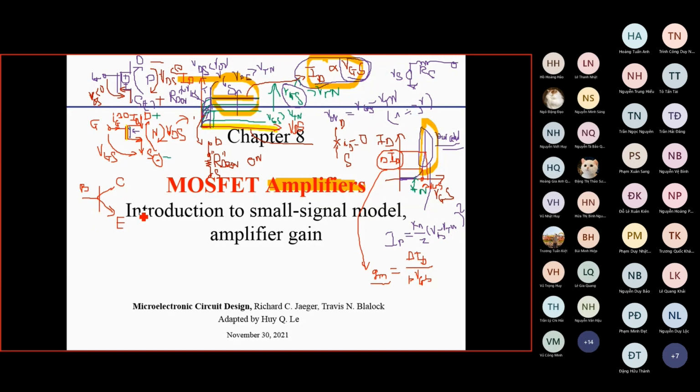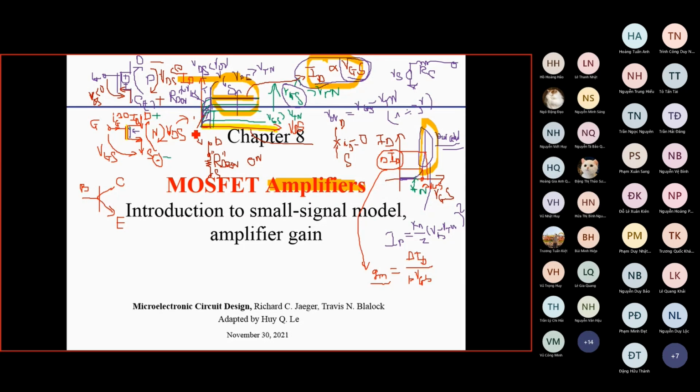Question, please. In the ID versus VGS transfer characteristic curve, why do we not have the negative part, just the positive part? You mean the negative value of VGS? No, the one on the left, the transfer characteristic curve. Why do we not have a negative part like for the BJT?